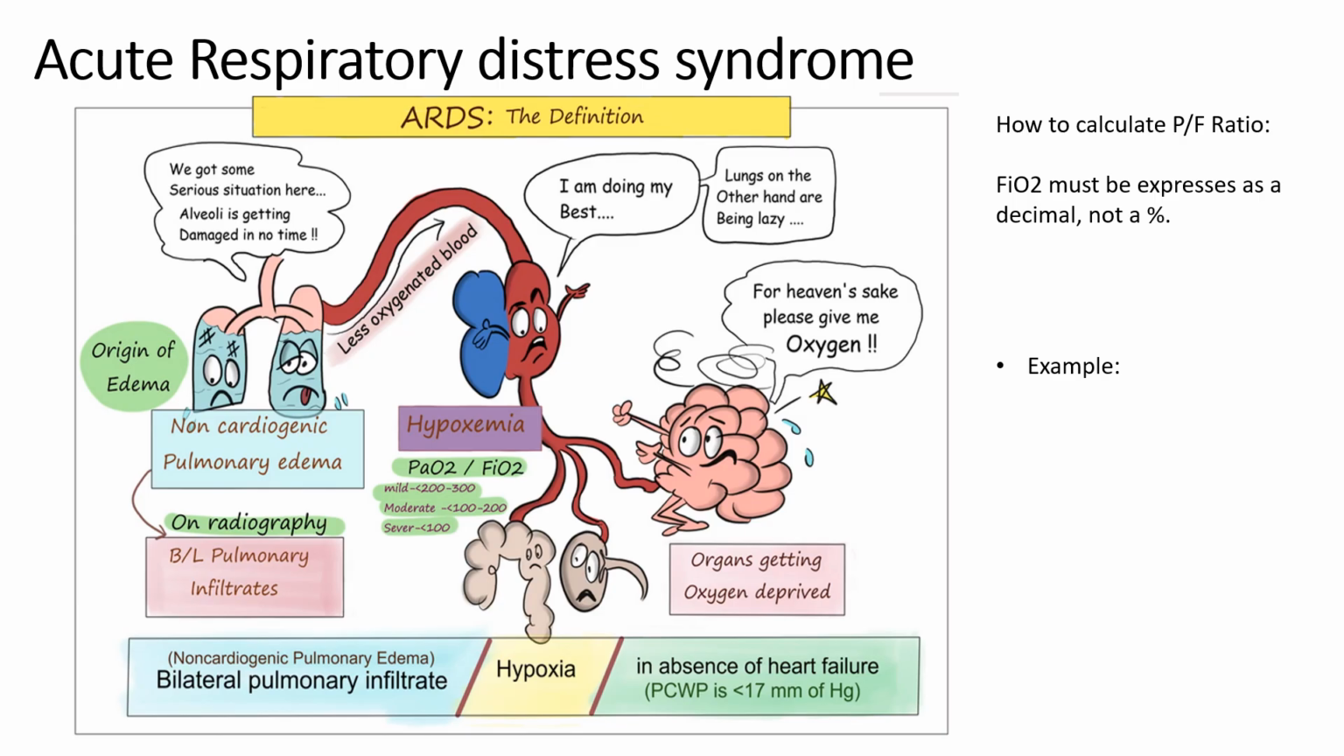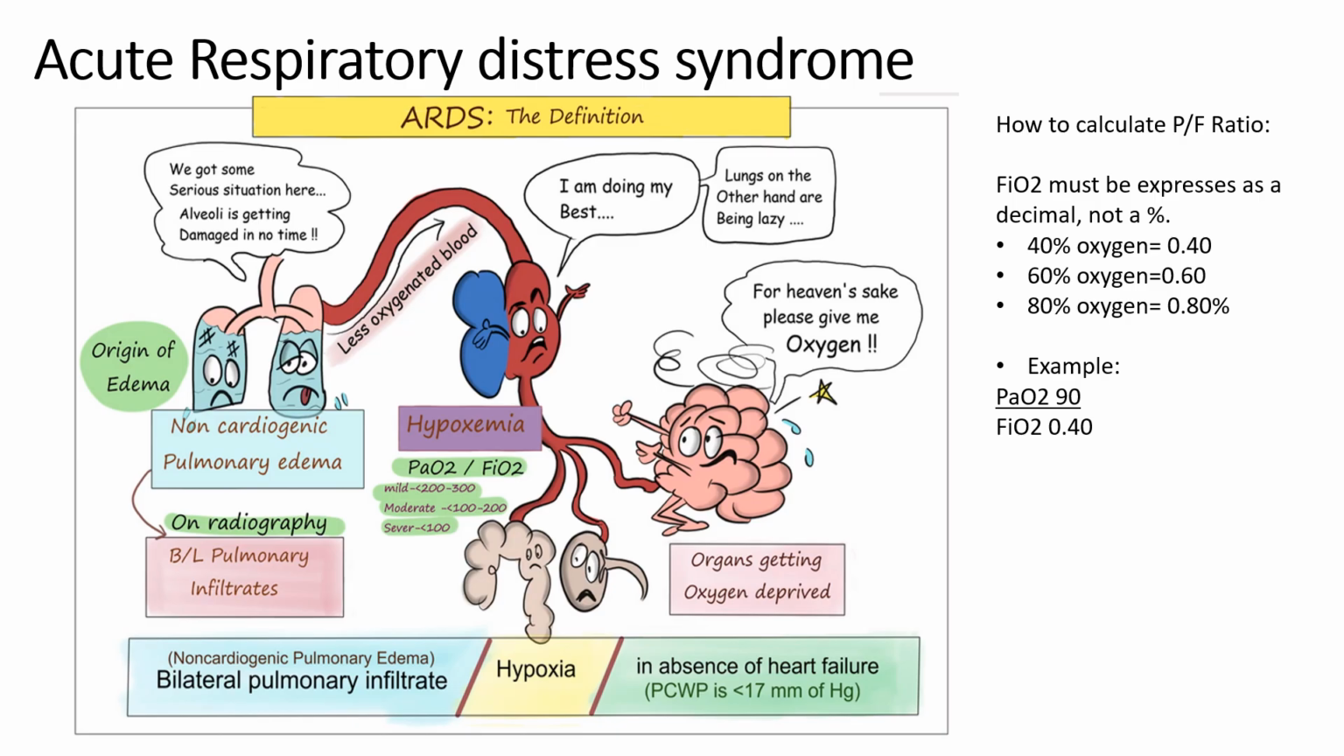Now let's look at the PF ratio. This is a quick way to measure how bad the oxygen problem is. It's the PaO2 divided by the FiO2. Remember, the FiO2 must be in a decimal, not a percentage. So 40% oxygen becomes 0.40, and 60% becomes 0.60, and so on. If you had a PaO2 of 90 on 40% oxygen, you would divide 90 by 0.40, which gives 225, and that falls into the mild ARDS range.